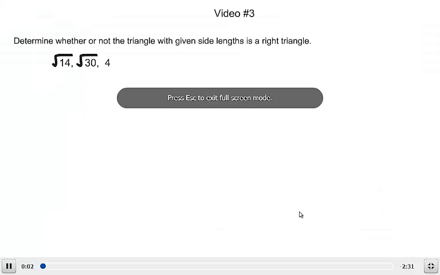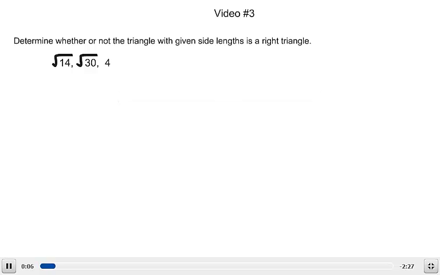Hey everyone, this is Miss Helms, and this is our final video of these problems involving the converse of the Pythagorean Theorem. This last problem is involving radicals. Again, the same question is posed. We're trying to determine whether or not the triangle with the given side lengths is a right triangle.